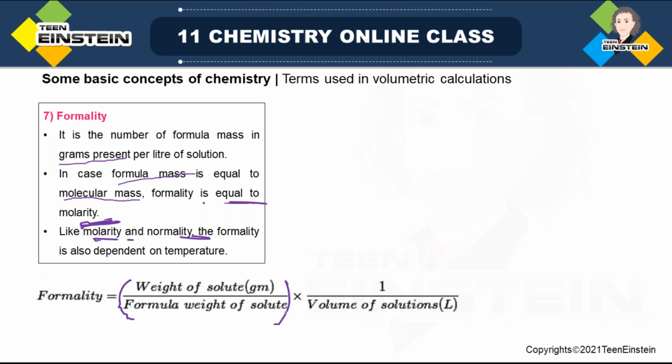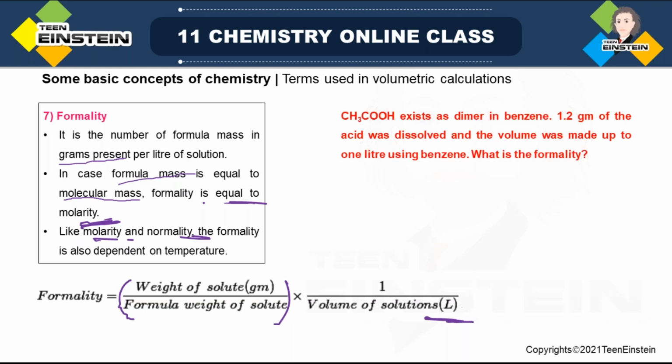Similarly, when you divide given weight or given mass by formula weight of solute rather than molecular weight or molar mass, then you will get this number of formula mass in grams, and volume of solution in liter will be in the denominator, because per liter what is the number of formula mass in gram, that will give you formality. So we will solve a question here. After solving this question, your idea will be clear.